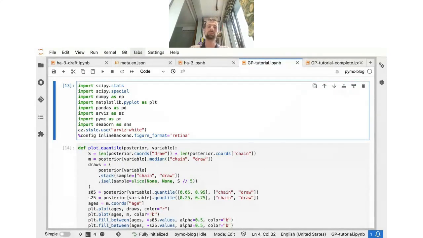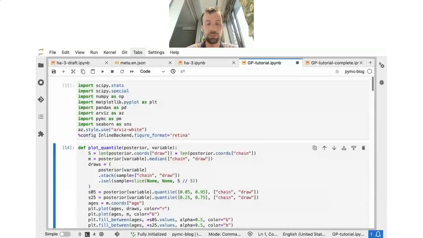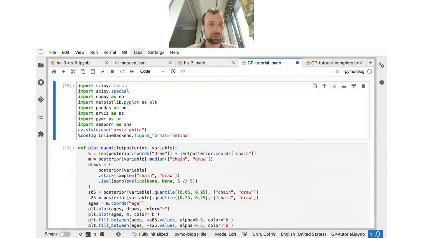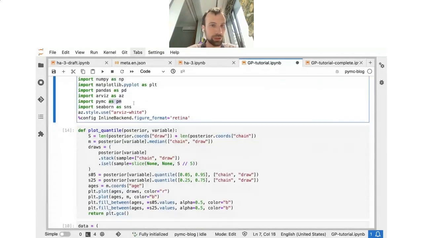Good. So I've prepared you actually a real world example with poll data where Gaussian processes are very useful. I will start by importing all the necessary libraries. So SciPy, NumPy, whatever we need. And of course, PyMC. And don't forget importing PyMC when you do Bayesian analysis.